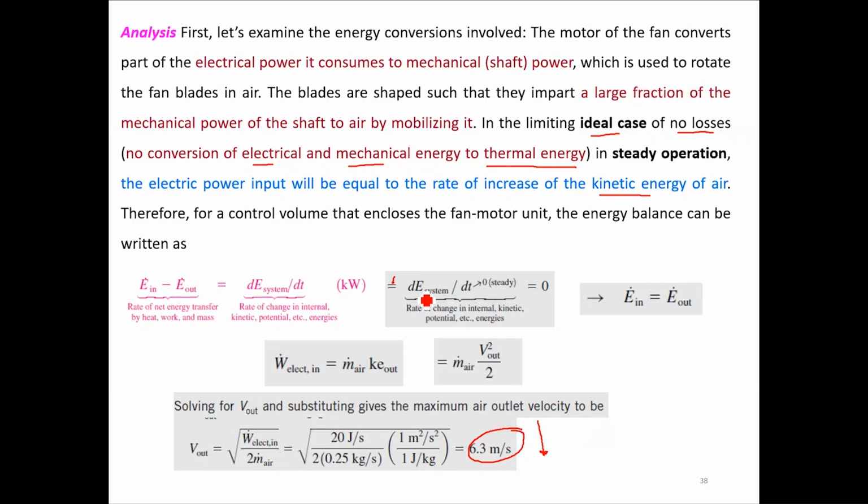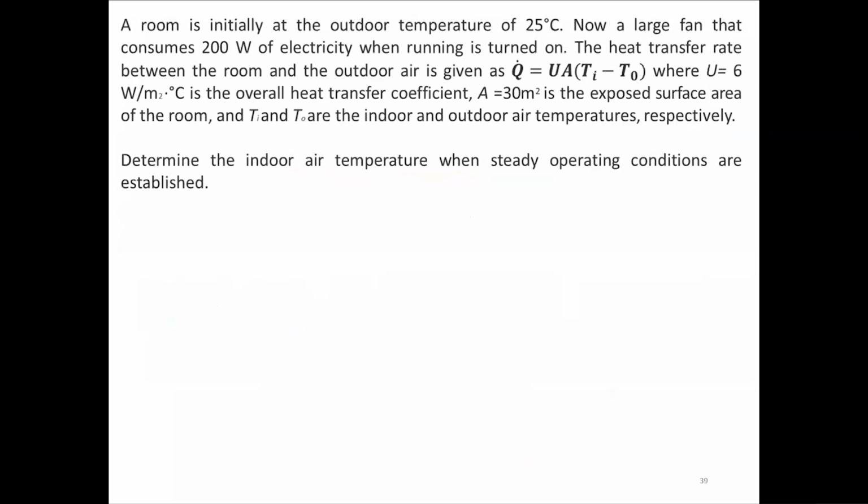Clear enough? Yes, sir. All right, moving on, we have another example in which a room is initially at the outdoor temperature of 25 degrees centigrade. Now a large fan that consumes 200 watt of electricity is turned on, and the rate of heat transfer between the room and the outdoor air is governed by this equation. Q dot is the heat transfer rate, U is the heat transfer coefficient, which is 6 watt per meter square degree centigrade, and area is 30 meters square through which the heat transfer is taking place. Ti and T naught basically represent the inside and outside temperatures. We have been asked to determine the indoor air temperature when steady state operating conditions are established.